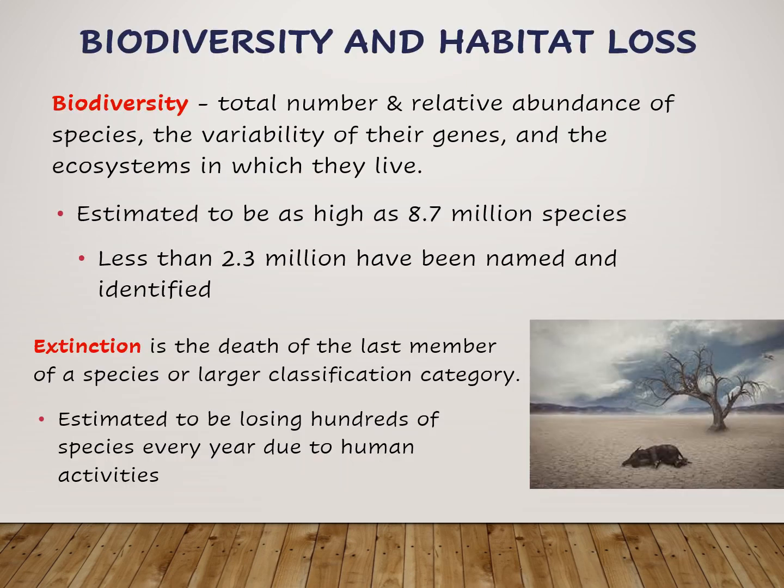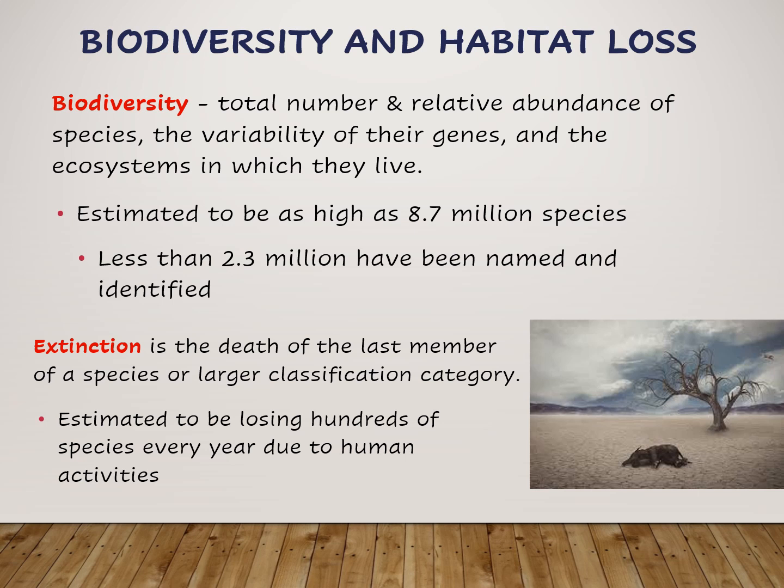Biodiversity is the total number and relative abundance of species, the variability of their genes and the different ecosystems in which they live. The biodiversity of our planet has been estimated to be around 8.7 million species, and this is not counting bacteria. So far, approximately only 2.3 million have been identified and named.